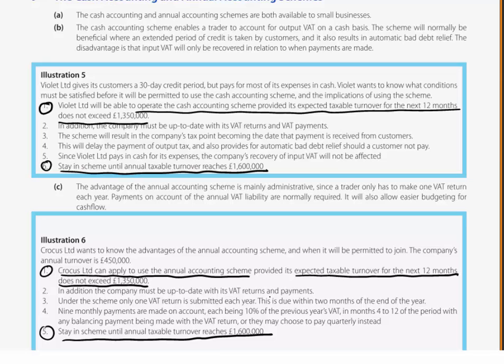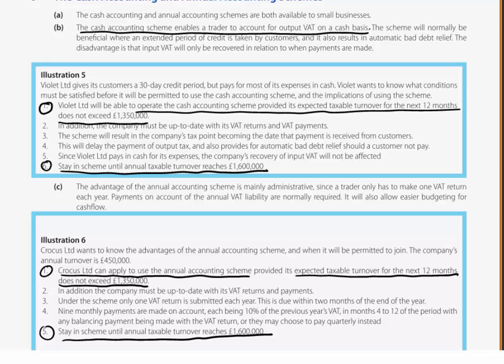Right. Firstly, the cash accounting scheme enables a trader to account for VAT, output VAT, on a cash basis. Now, normally, of course, we allocate a transaction, a sale, an output, to a VAT return period, normally a quarter, but as we've seen, it could be monthly, or now we will see annual. But we allocate a sale to a VAT return period based on the tax point. And the tax point, more often than not, is going to be the invoice date.